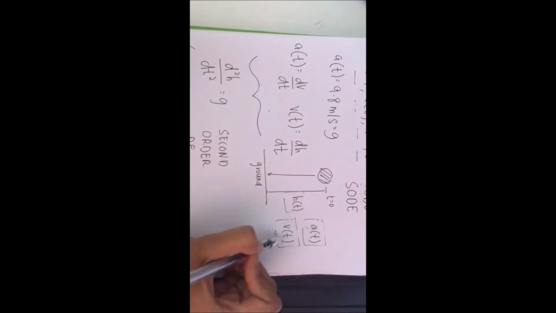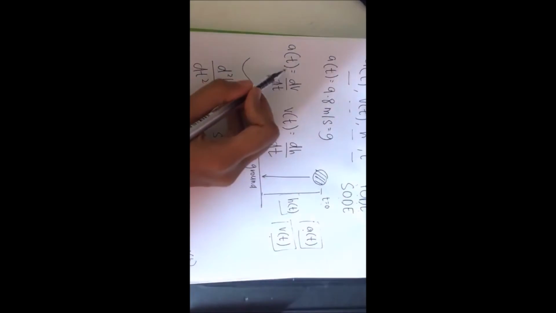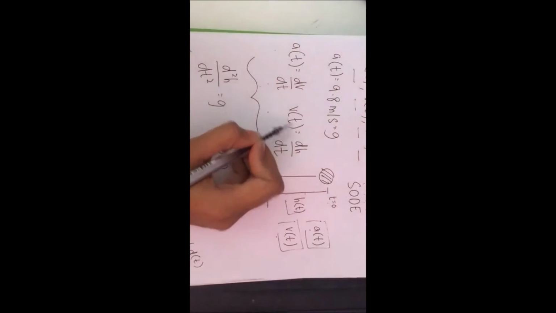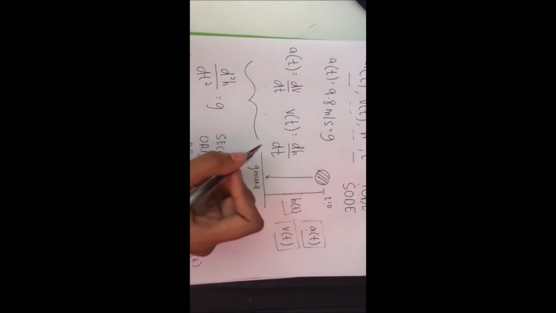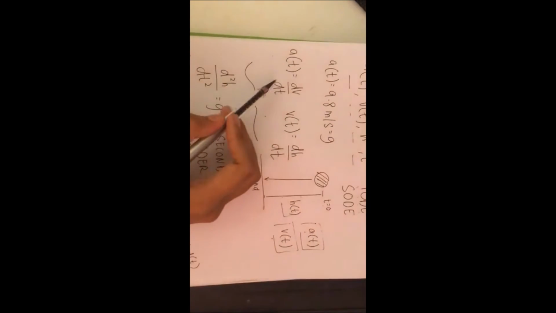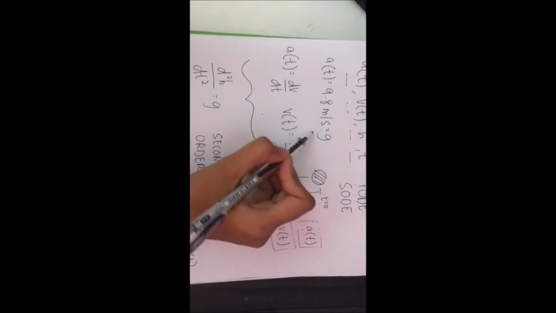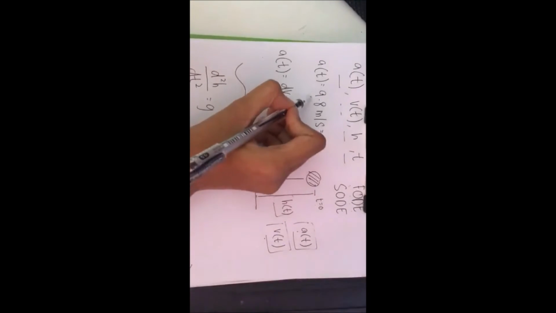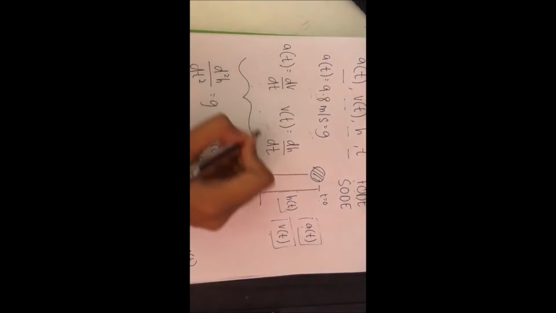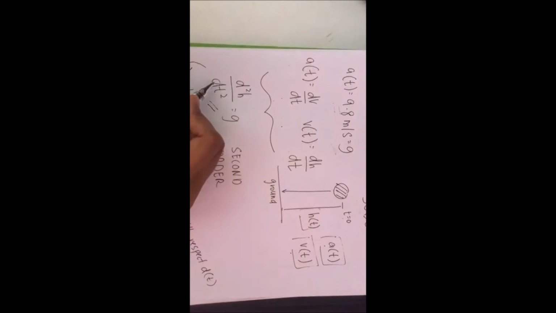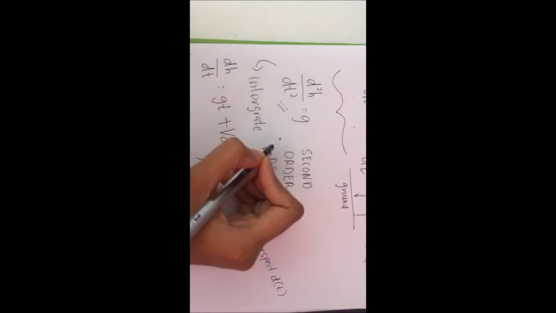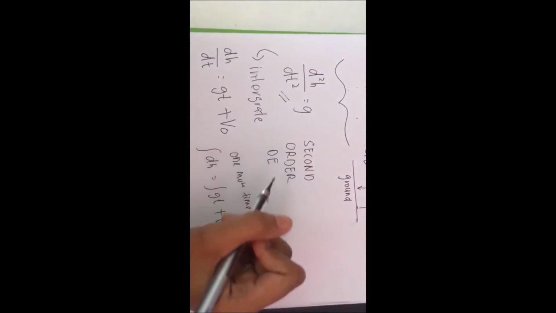The relationship between these three variables is a(t) equals dv over dt and v(t) equals dh over dt. For a falling object, a(t) is a constant and is equal to the gravity, which is 9.8 meter per second squared. So combining these two differential equations, we can easily deduce this new equation, which is d squared h over dt squared equals g, which means a second order differential equation.